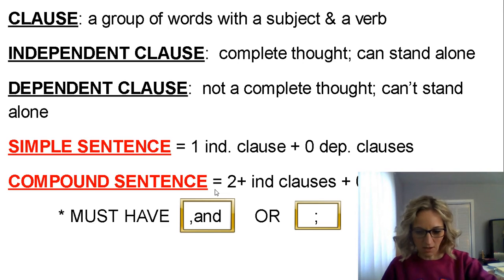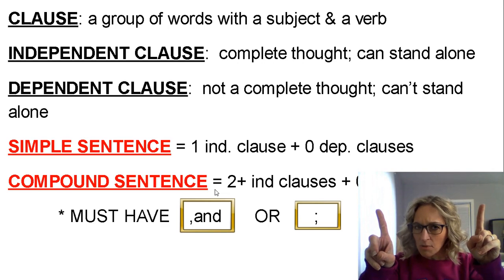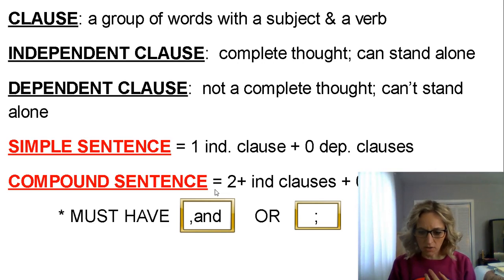Okay. So let's look. Number 1. First thing we look for, is there anything that we need to put a box around? Do you see a comma and a conjunction or a semicolon?